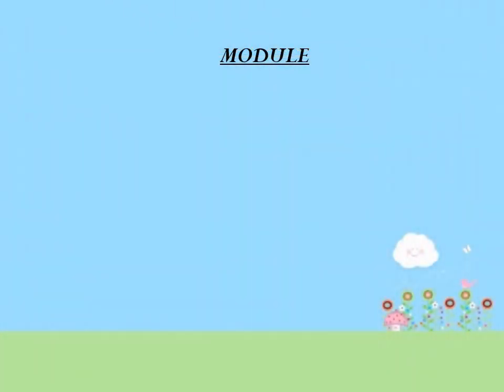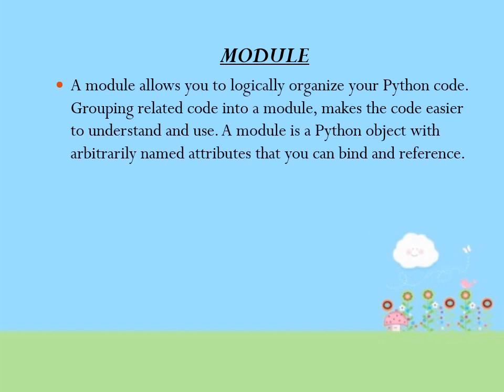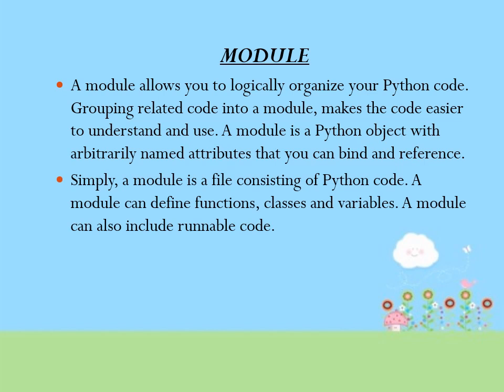What is a module? As the word suggests, a module is a part of a program. How do we define it? A module allows you to logically organize your Python code. Grouping related code into a module makes the code easier to understand and use. A module is a Python object with arbitrarily named attributes that you can bind and reference. Simply, a module is a file consisting of Python code. A module can define functions, classes, and variables. A module can also include runnable code.